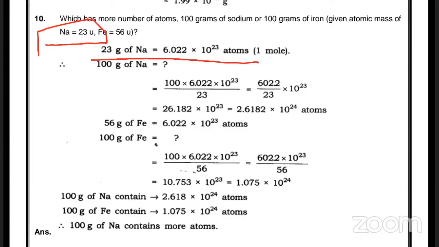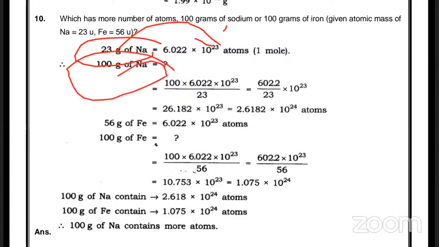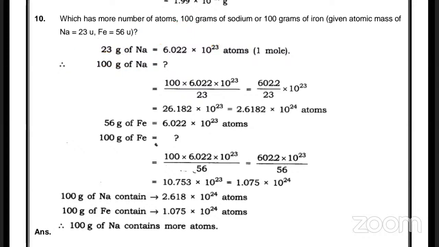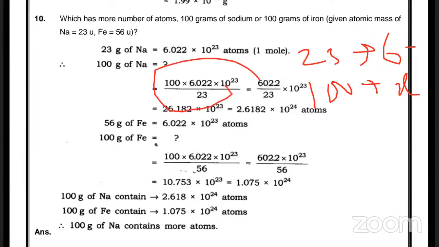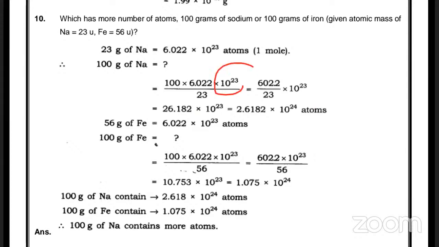23 grams of sodium equals, see this value is always fixed, 6.022 into 10 to the power 23. So for 100 grams, what do you have to do? You have to multiply it with 100. See, this is also mathematically you have to solve. For 23 grams, it is 6.022 into 10 to the power 23. So for 100 grams, x. So 23 into x upon 6.022. You will get this answer. The 10 to the power 23 stays the same.